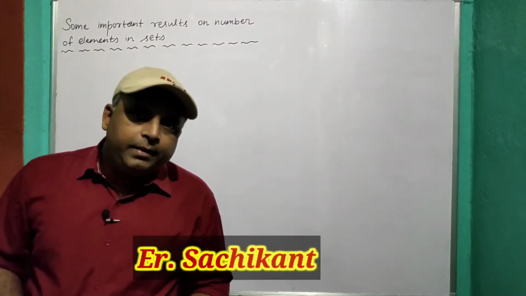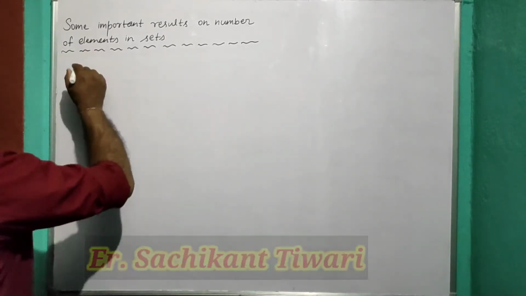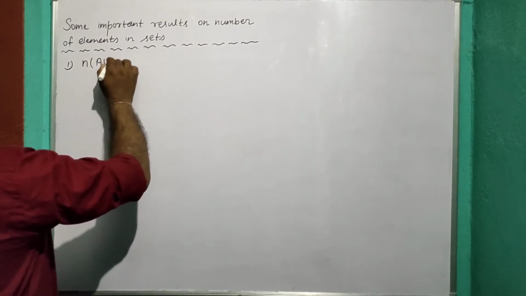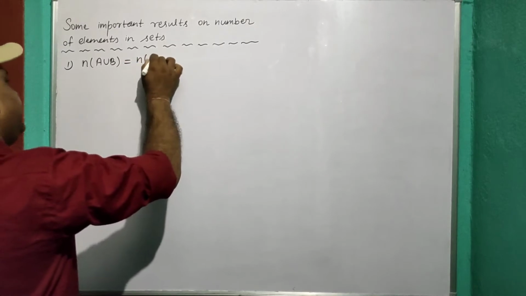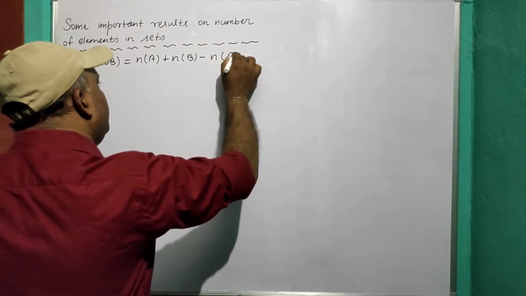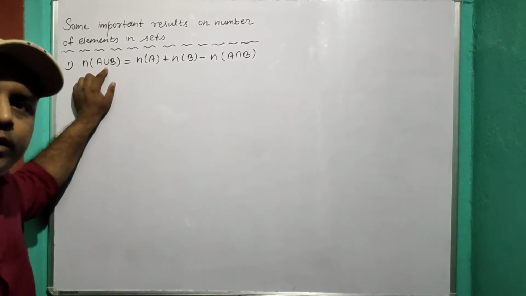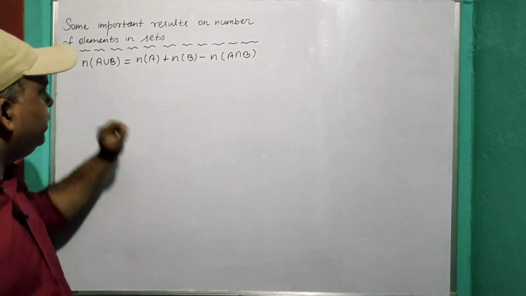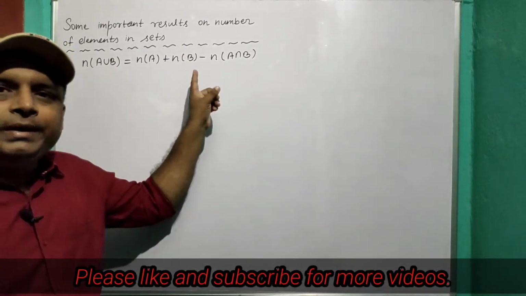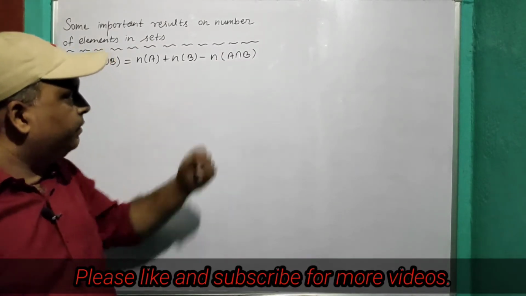Hello students, today I am going to discuss some important results on the number of elements in a set. The first one is n(A union B) equal to n(A) plus n(B) minus n(A intersection B). Now this n(A union B) means the number of elements in A union B. n(A) means number of elements in set A. This means number of elements in set B, and this means number of elements in the set A intersection B.